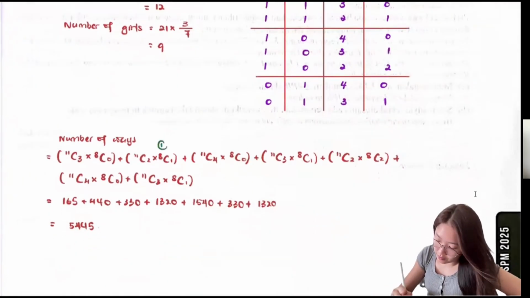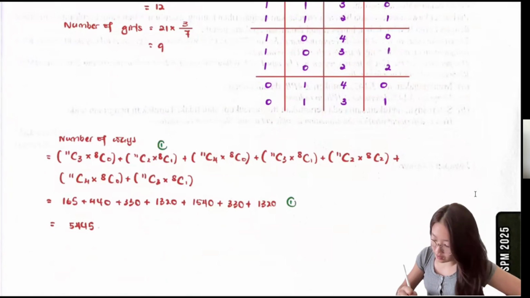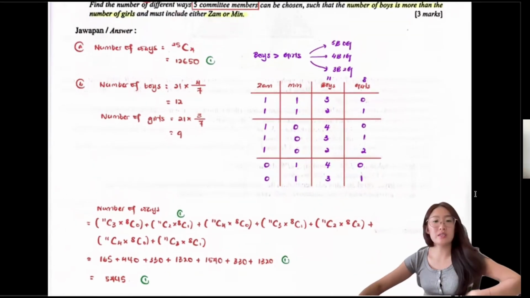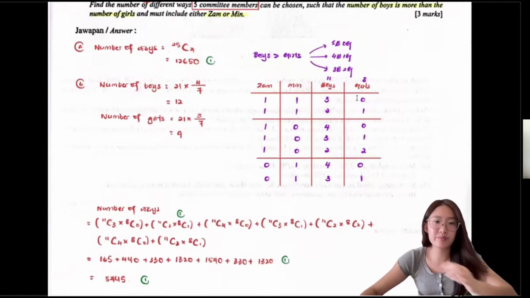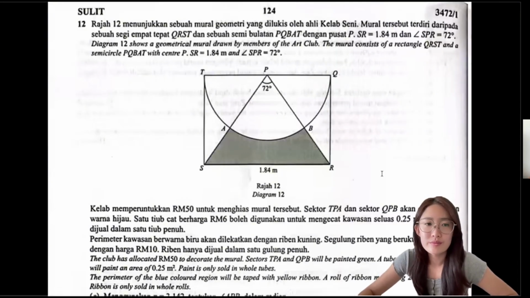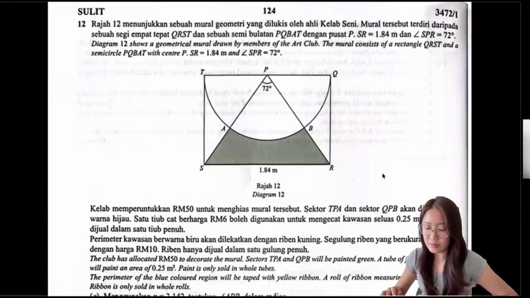So they will give you 3 marks, right? 1 mark here, and then another mark here, another mark here. This is a question on combination. The next one is going to be on circular measure, number 12.